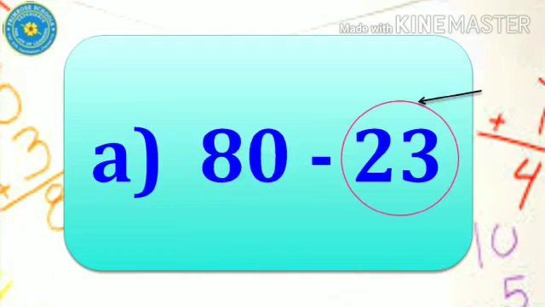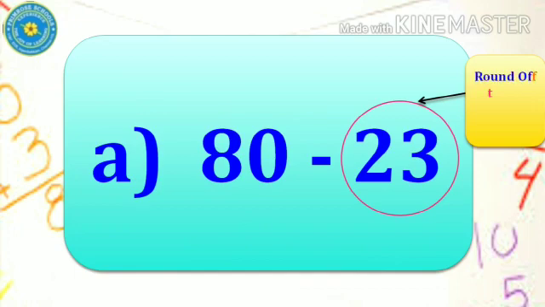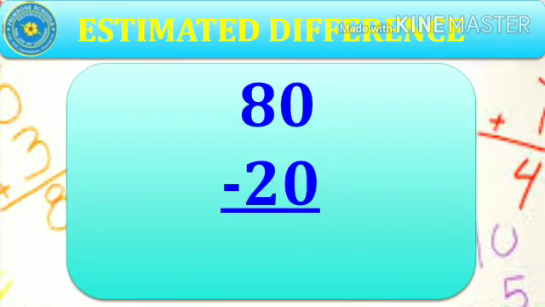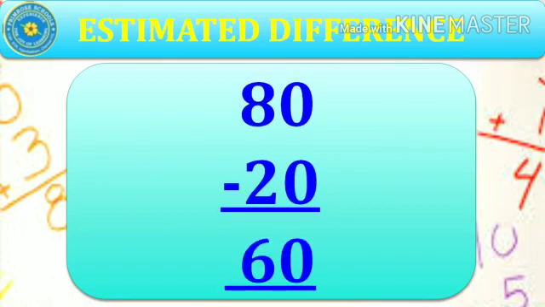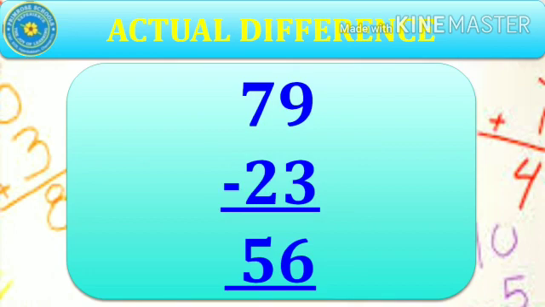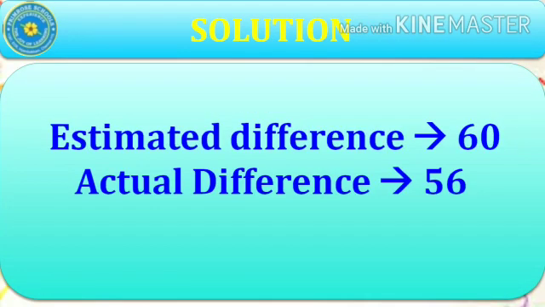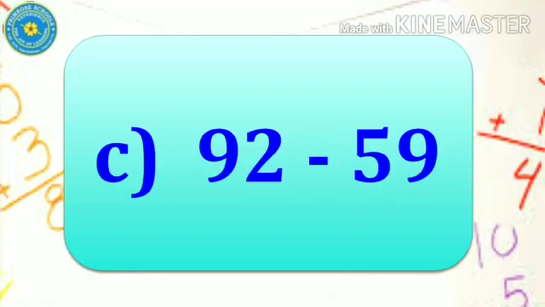Next we need to round off the number 23. Now what do we get? 23 is closer to 20 or 30? It is closer to 20. So we get 80 minus 20. So what is the difference? The difference is 60. This is called the estimated difference. And what is the actual difference that we get? 78 minus 23. We get 55. Now this is called the actual difference. Now let us compare the estimated difference and actual difference. Estimated difference is 60, actual difference is 56, which are close to each other.